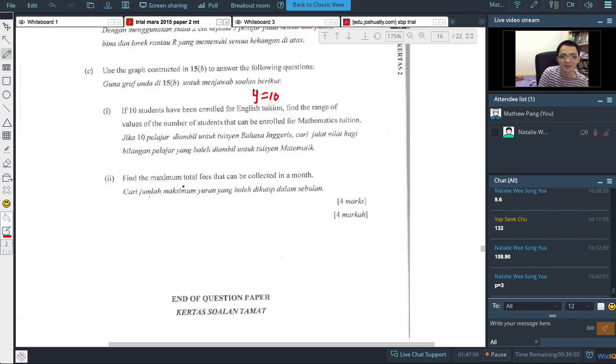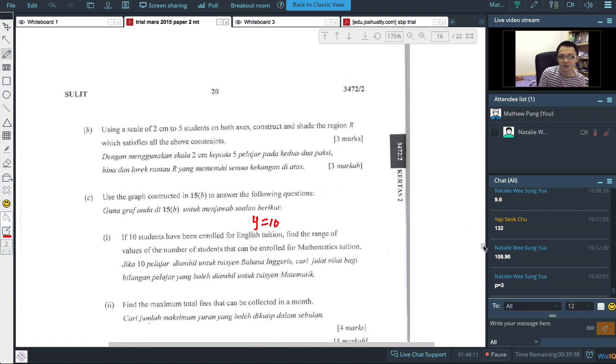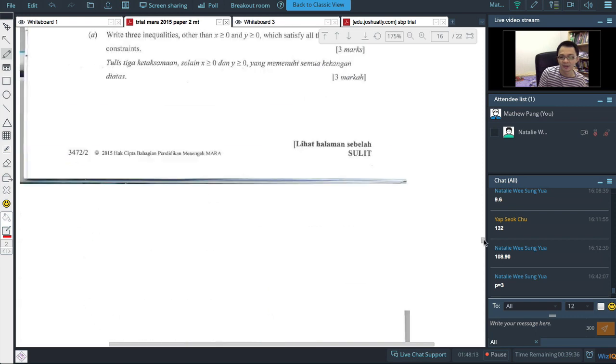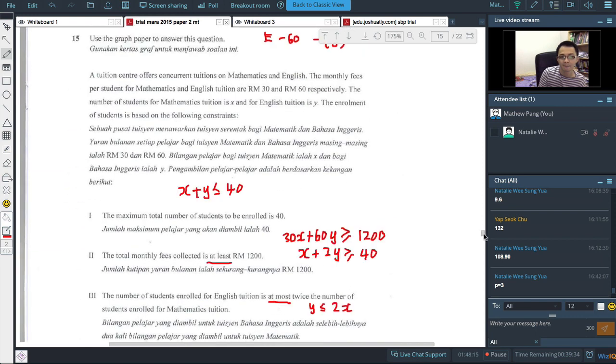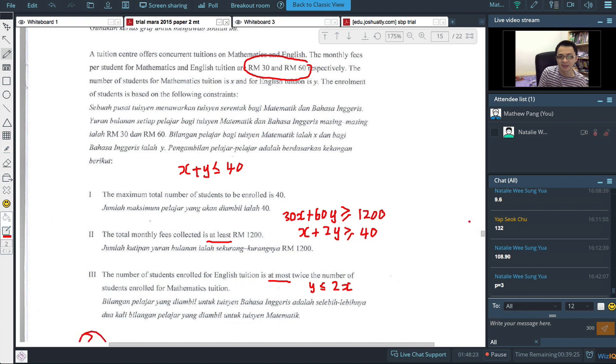Alright, for C2, find the maximum total fees that can be collected in a month. So yeah, you have the tuition fee equation just now. I think we already did. Yeah, it's 30 and 60. So which is this one?